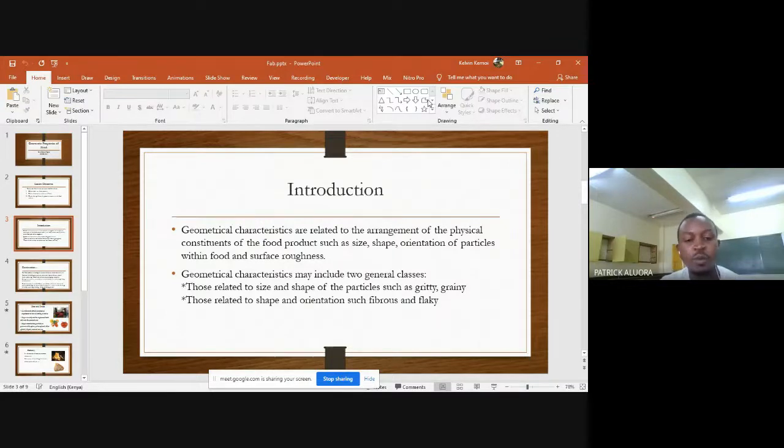We can classify geometrical characteristics into two general classes. We have those that are related to size and shape of the particles, and then we have those related to shape and orientation, where we have fibrous materials and flaky materials. So that is the second characterization.